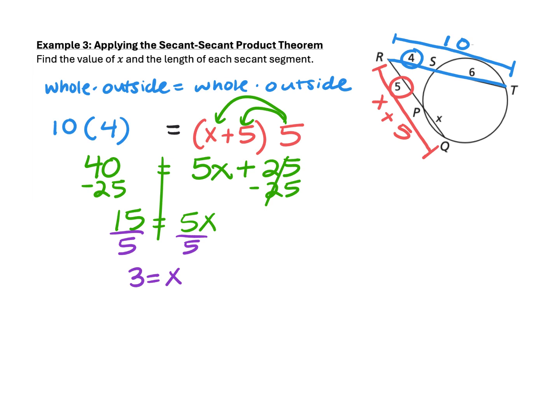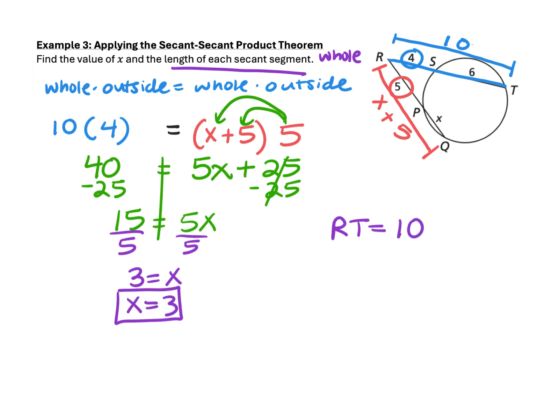There's the first part of our question. We got x equal 3. And now that we have x equal 3, we need to find the length of each secant segment. Each secant segment is the whole segment. We already had RT. RT was the 4 plus 6, 10. Now that we figured out what x is, we know that the other full secant segment, RQ, is 5 plus 3, which is 8.